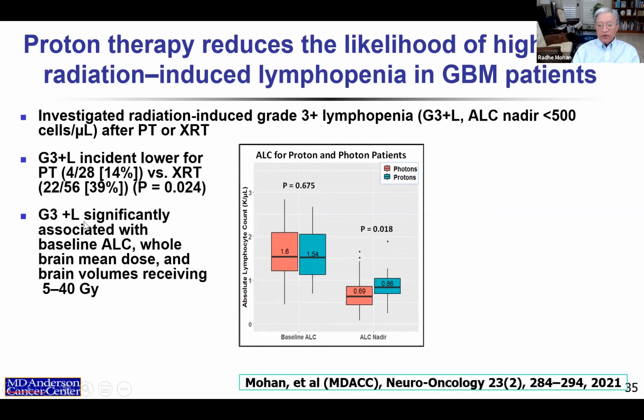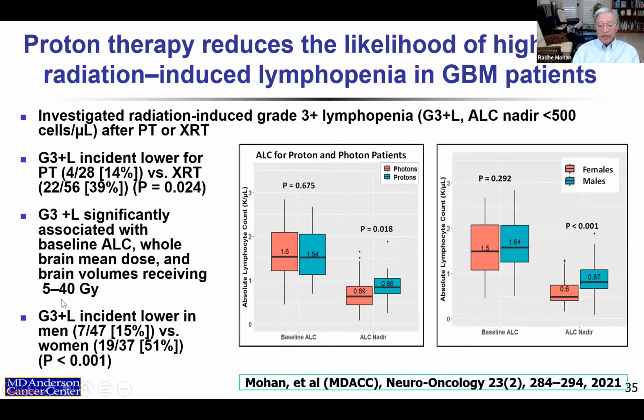And that grade 3 lymphopenia was significantly associated with baseline lymphocyte count, whole brain mean dose, and brain volumes receiving 5 to 40 gray. And very interestingly, we also found a difference between males and females. Females seem to be much more vulnerable to developing severe lymphopenia than males. And we're still trying to figure out why that is the case. There are some speculative reasons, but nothing clear enough yet.